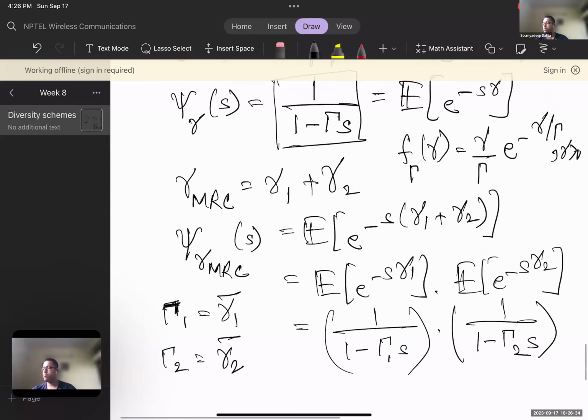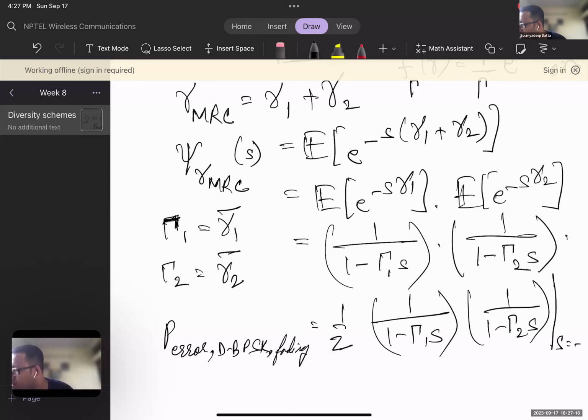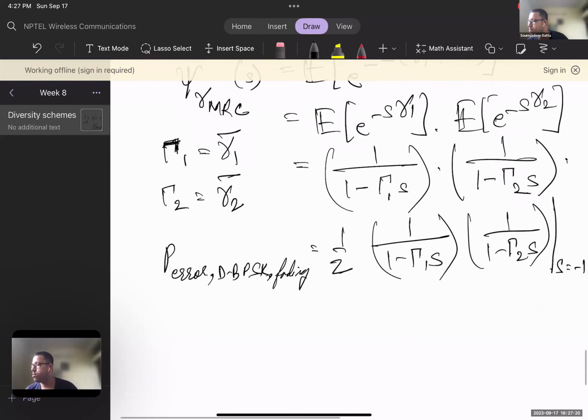So again, probability of error for differential BPSK modulation and for Rayleigh fading is half of this thing, 1 by 1 minus gamma 1 s, 1 by 1 minus gamma 2 s, and everything at s equal to minus 1, right? So this will be half of 1 by 1 plus gamma 1 times 1 by 1 plus capital gamma 2.